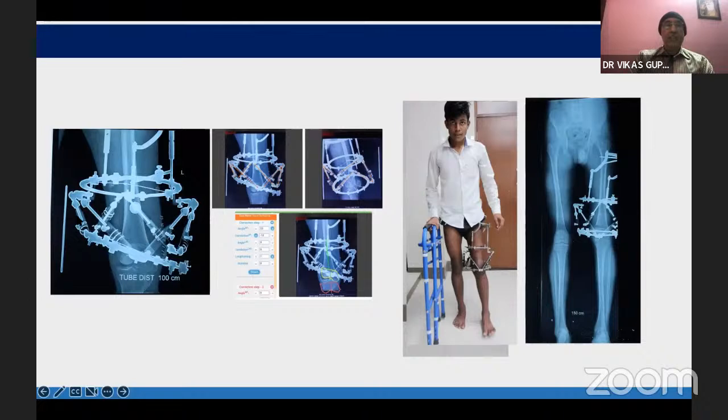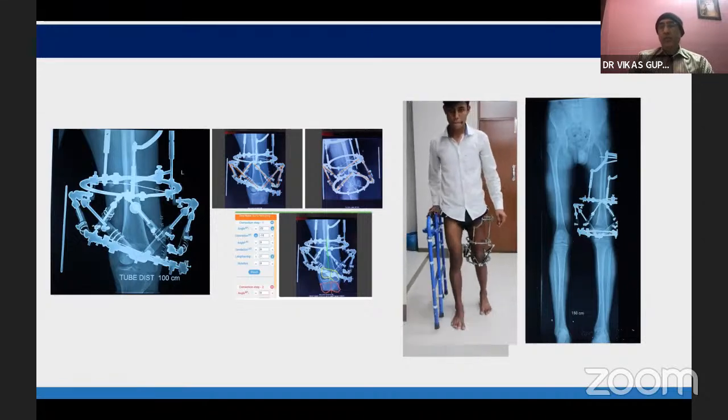All the struts are visible. This X-ray marker is there and the central beam. And you could see this red. This shows that the final correction will be like this. And the patient continues to move.